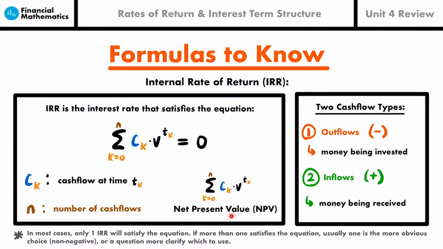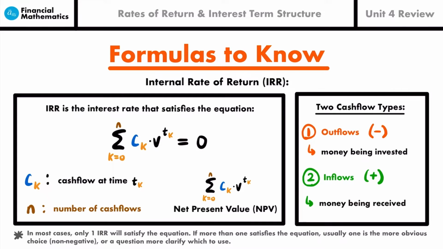It's the net present value of a set of cash flows. You take the sum of your cash flows valued at time 0. Right, we have C sub k, which represents a cash flow at time t sub k, and we're multiplying it by a present value factor that takes it back that number of years or that number of periods to time 0, and we do that for all of the cash flows in a set of cash flows, add them together, and set it equal to 0.